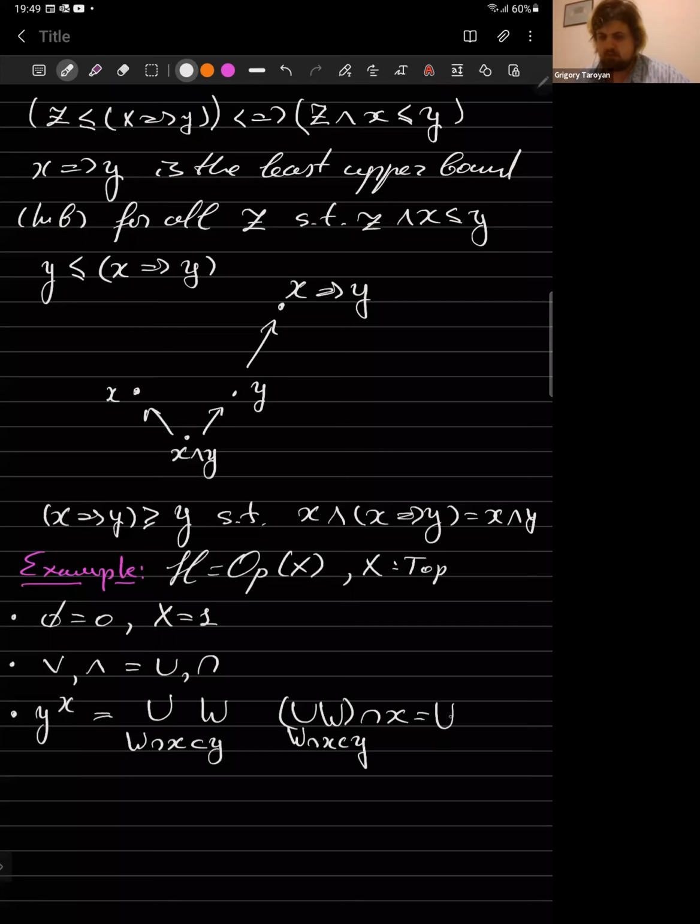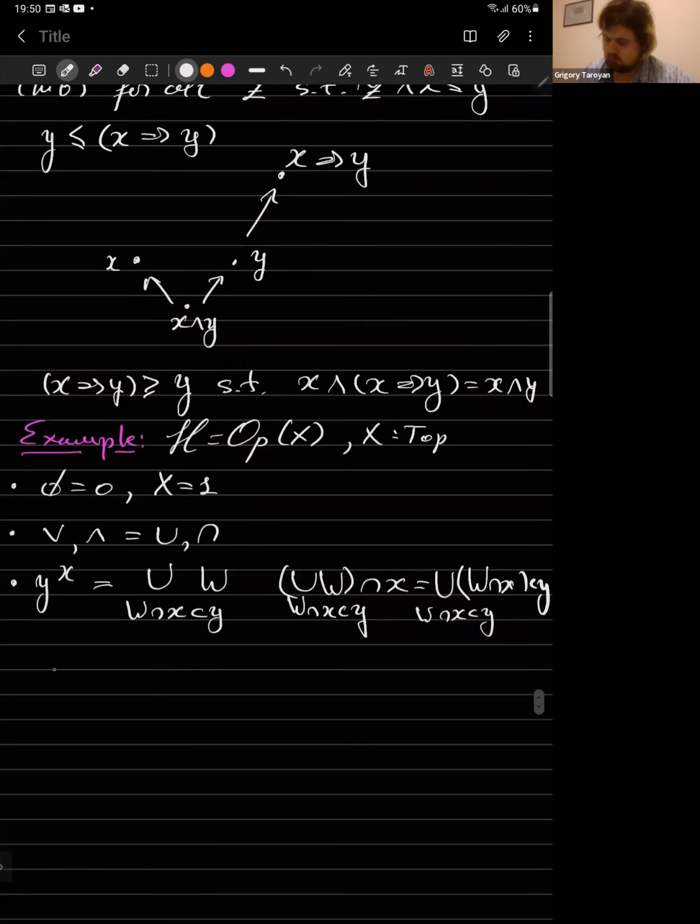So using distributivity, we can see that we have all. So we see that the union of all W such that the intersection is contained in V is in fact this.